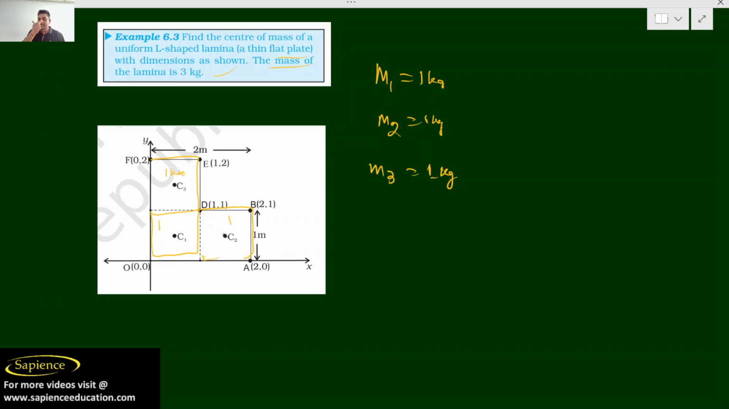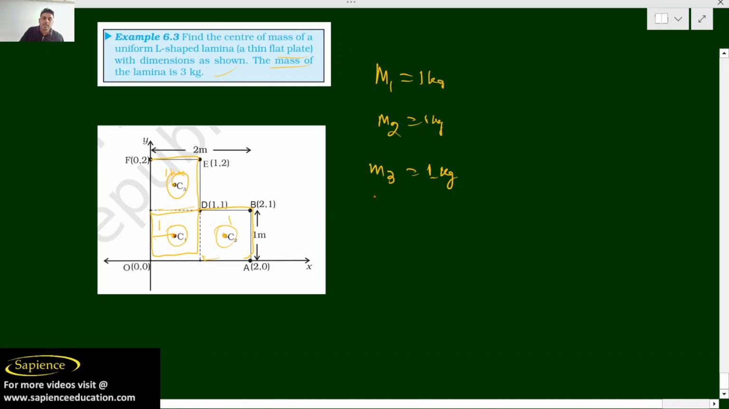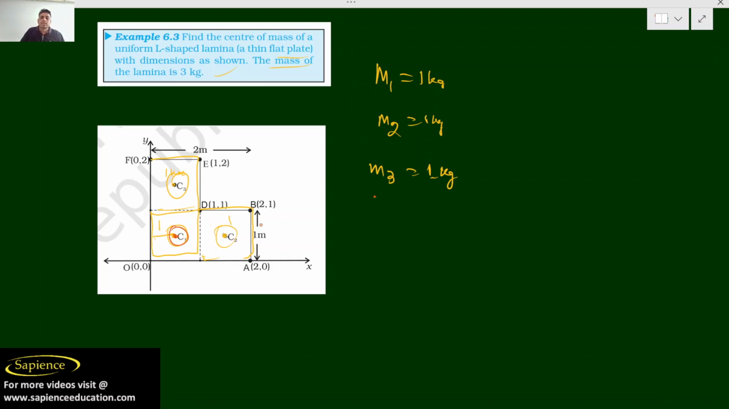Now what is the position? Since it is uniform and each part is a square, this will be the center, this will be the center, and this will be the center. We have to use each one's center of mass as the position of that object. So for mass 1, what will be the length of C1?